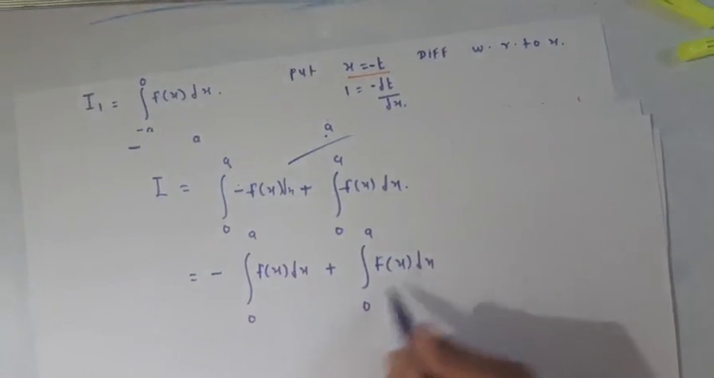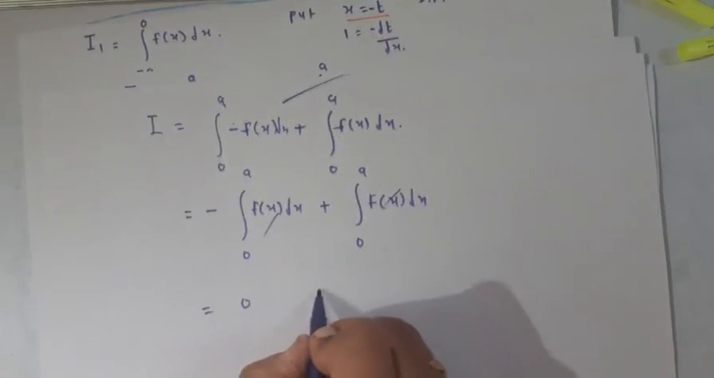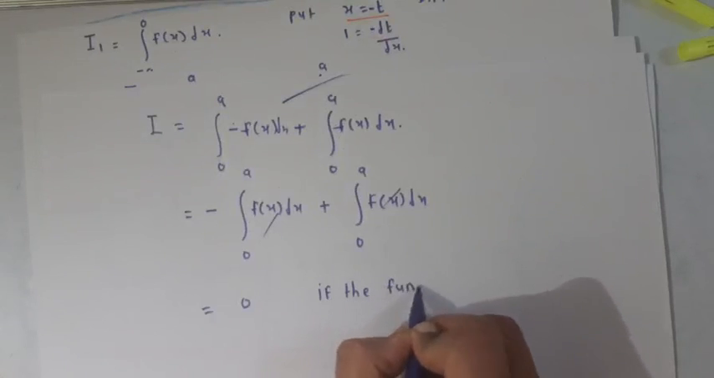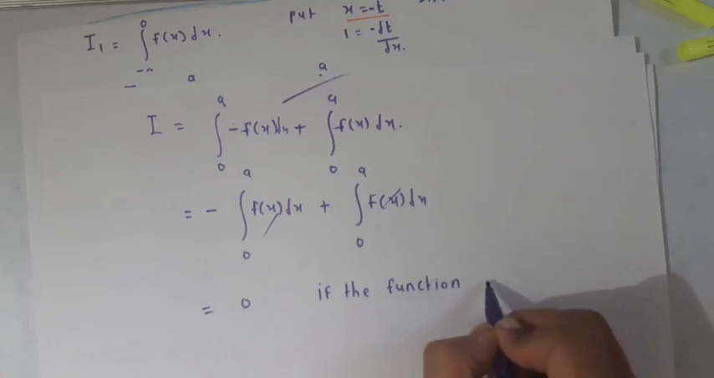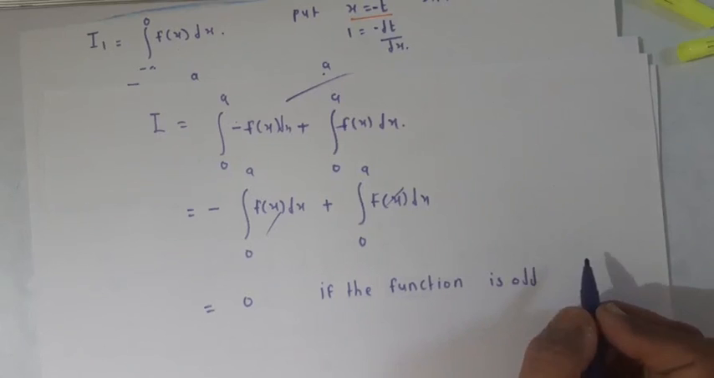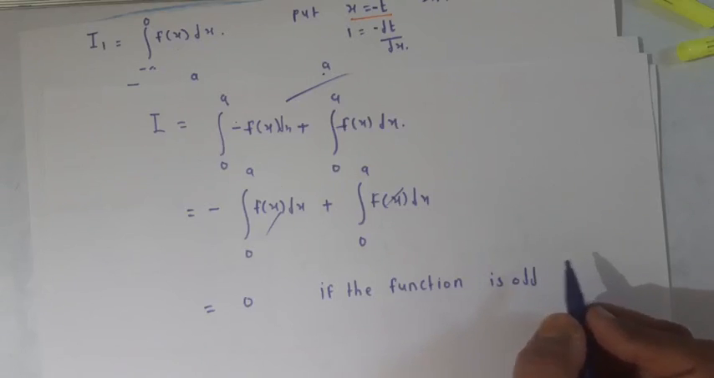Positive and negative get cancelled, and this is equal to 0 if the function is odd, and hence we prove the property number 7. Okay, and this was the last property of this chapter. Okay, now let us solve the examples.